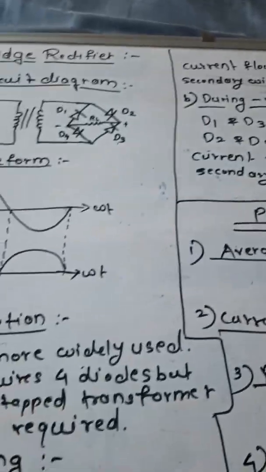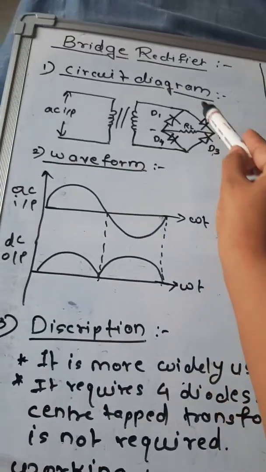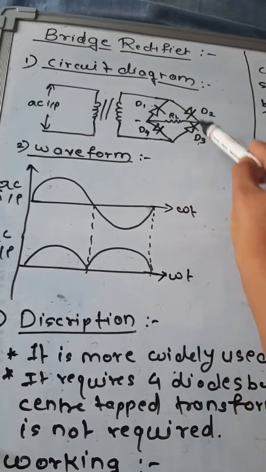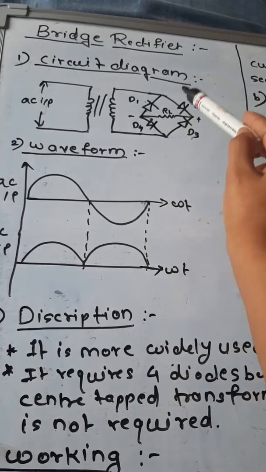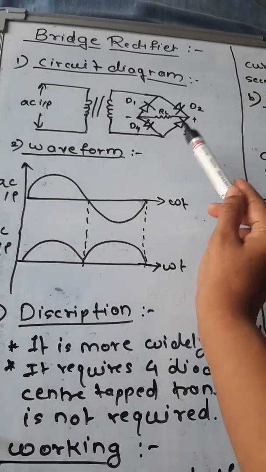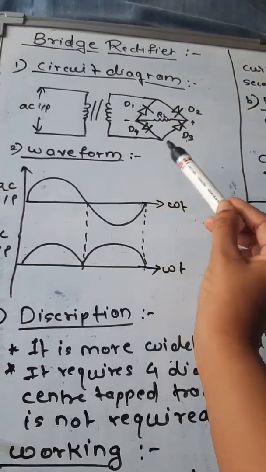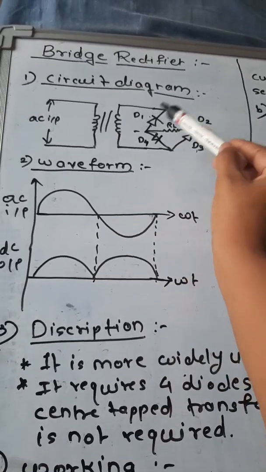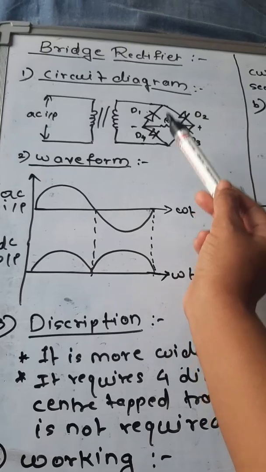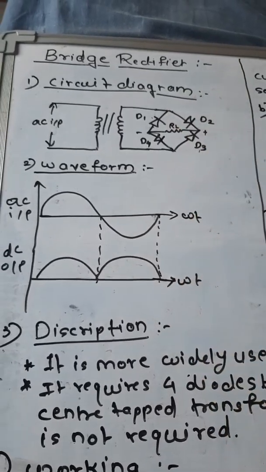Okay, I repeat again, during positive half cycle, D1 and D3 will not conduct because they are reverse biased. D2 and D4 will conduct because they are forward biased. During negative half cycle, what happened? D1 and D3 will conduct because they are forward biased. D2 and D4 will not conduct because they are reverse biased.